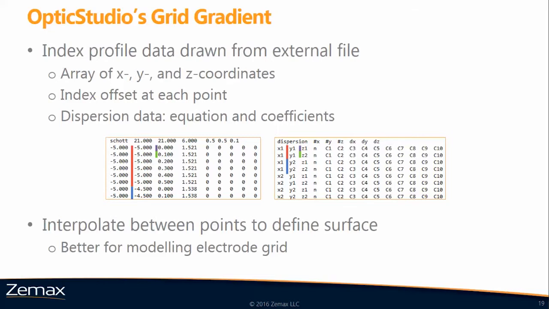The grid file must contain two sections. The first row is the header, which declares the dispersion equation, the number of x, y, and z values, and the x, y, and z step sizes. The body contains all following rows. The first three columns of the body are the coordinates, the x, y, and z values. The fourth column is the index offset, and the next 10 are dispersion coefficients, which should be 0 if dispersion is unused or if the equation does not require all 10 coefficients.